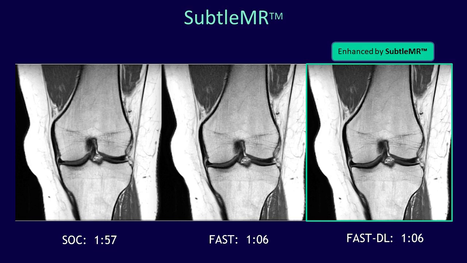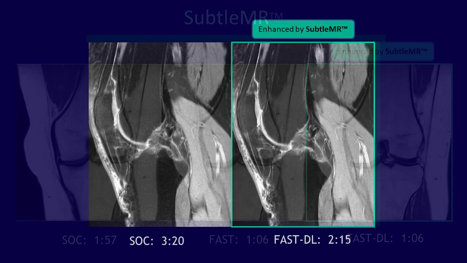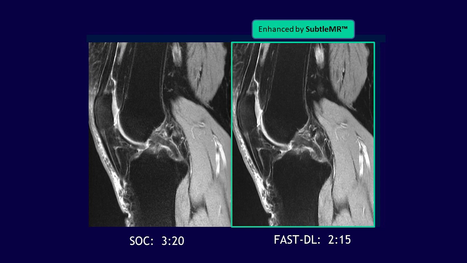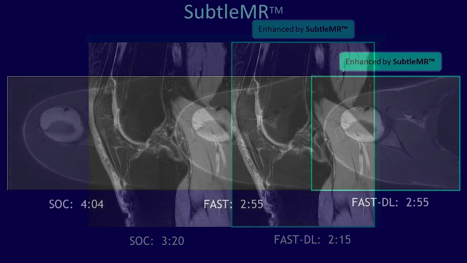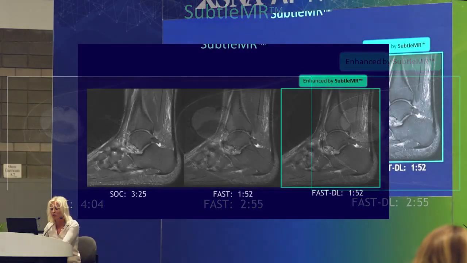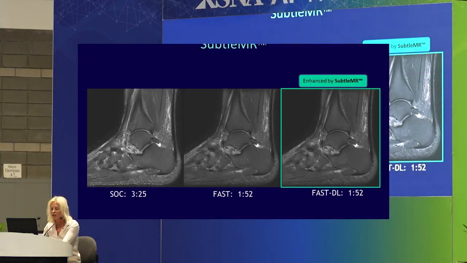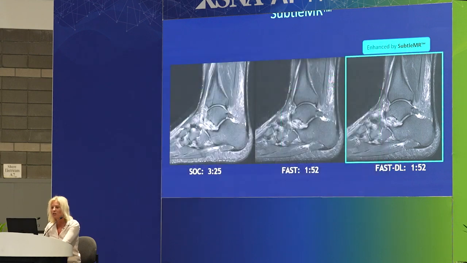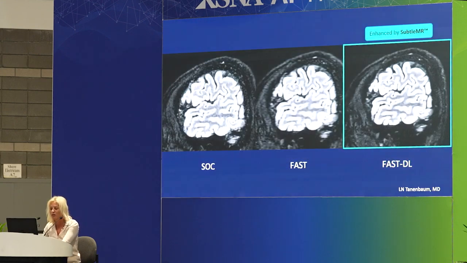So here's an example of a knee. Here's the fast DL knee on the right. Here's another example of a knee. Look how beautiful this image is here. Here's a shoulder, fast DL on the right hand side, and here's an example of a foot. See this artifact right here? It's gone on the fast DL. You know, when you move faster, it decreases motion artifact.